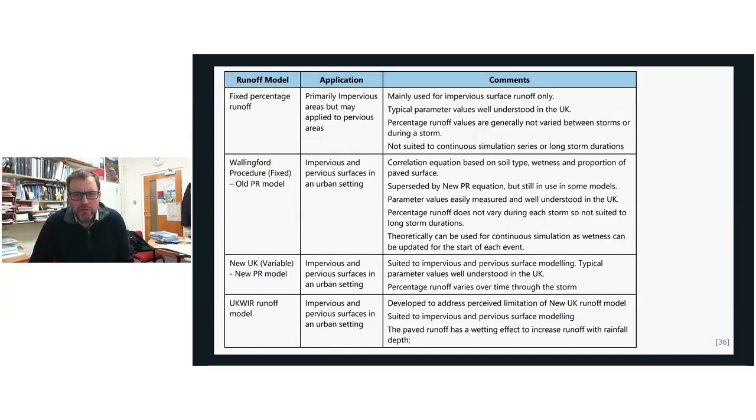So this slide is just really a summary of the 4 runoff models, which we've really just covered. Well, we've covered the first 2 really as the same model, and we've looked at the new UK and the UKWR model.